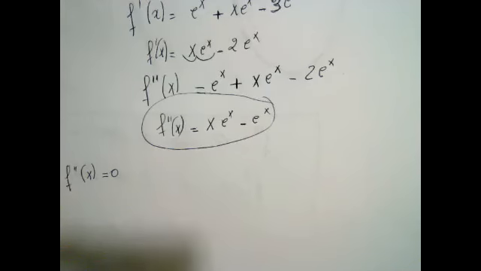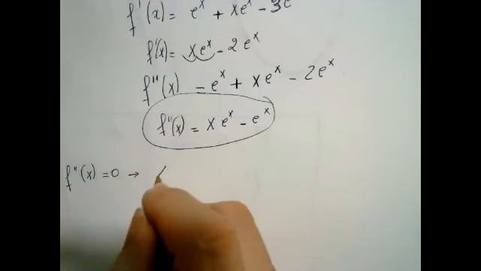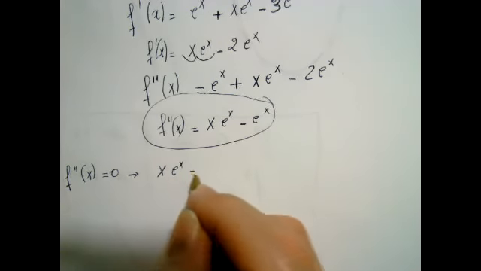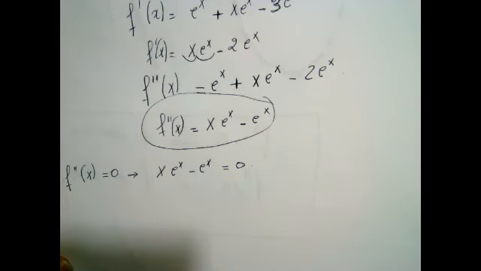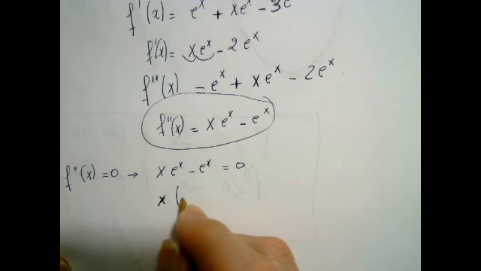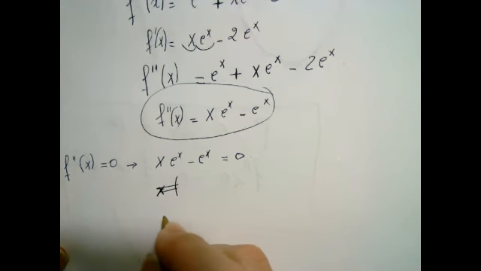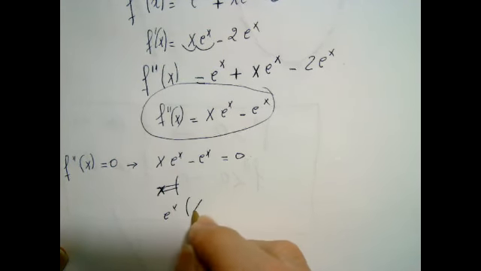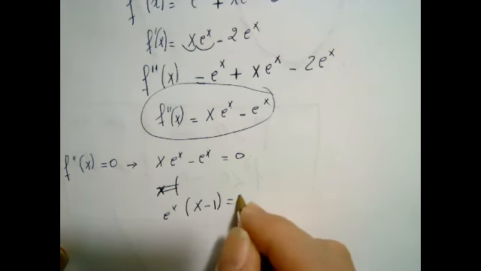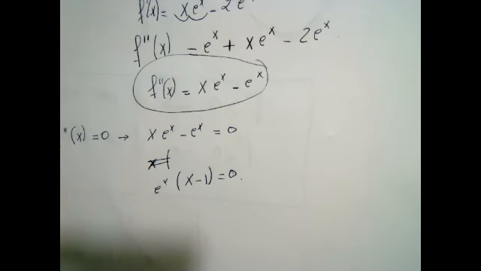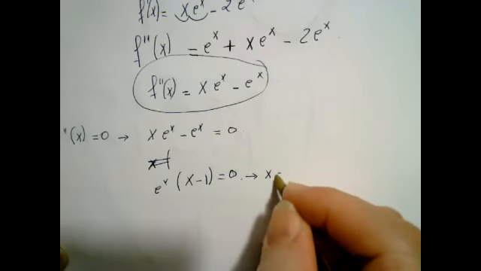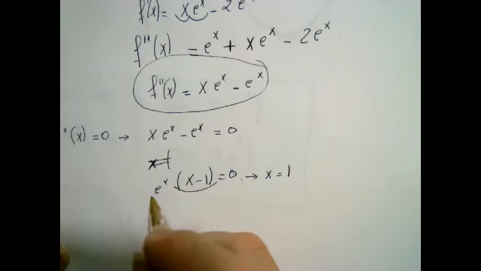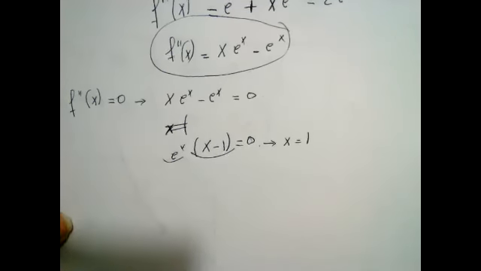We do that. So this is going to give me f double prime equal to 0. I want to factor out my e to the x, equal to 0. So this is going to give me x equal to 1. And e to the x is definitely never 0.